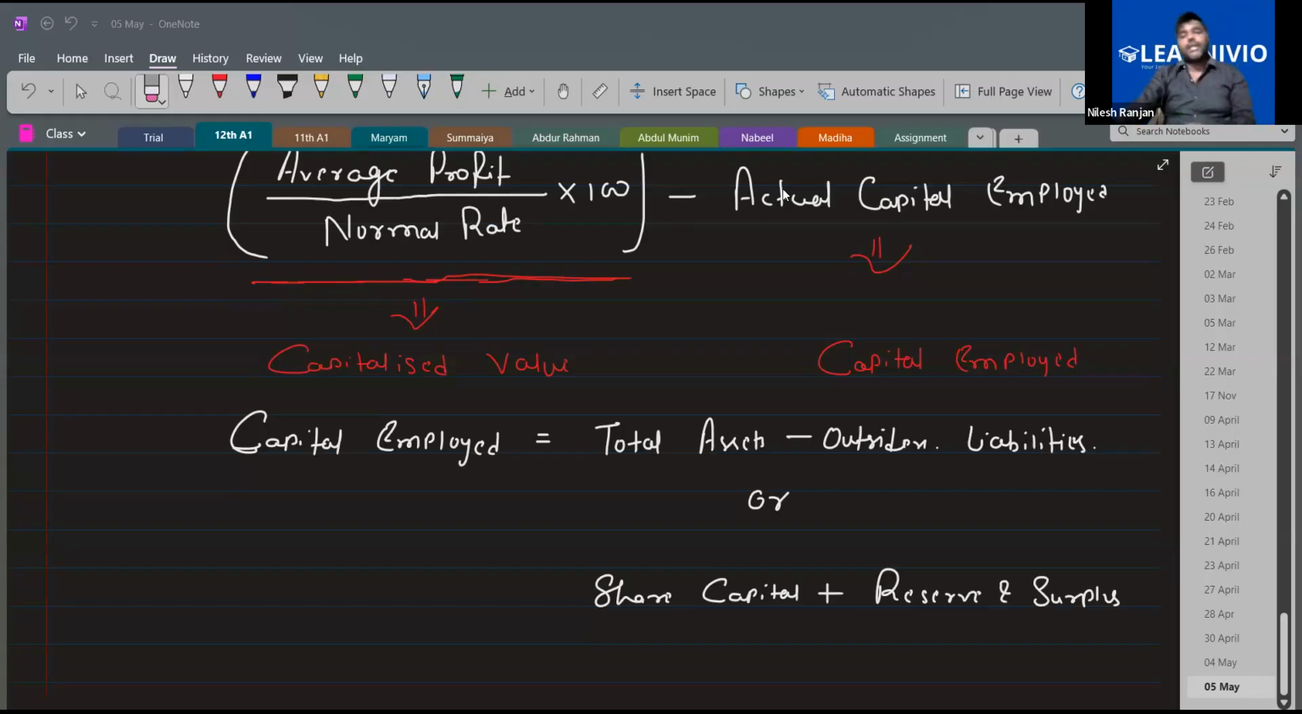Okay. In the accounting ratio chapter, the capital employed formula includes non-current liabilities. So whenever we calculate capital employed in that chapter, it is total assets minus current liabilities. All right. So here in the Goodwill chapter, capital employed is different. It is only shareholders fund.